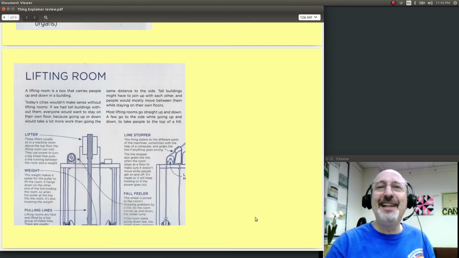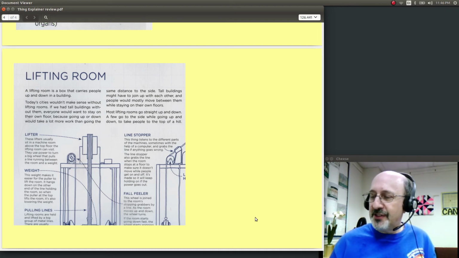He calls it lifting room, which is an elevator, and he says, "Today's cities wouldn't make sense without lifting rooms. If we had tall buildings without them, everyone would want to stay on their own floor, because going up or down would take a lot more work than going the same distance to the side." Anyway, the book covers a bunch of other stuff besides what I've shown already.